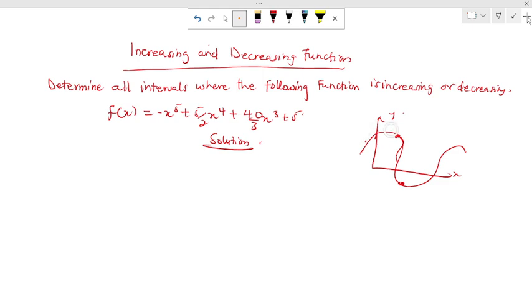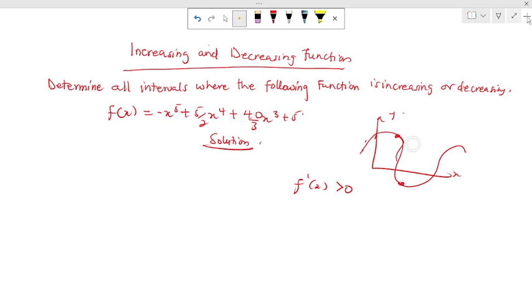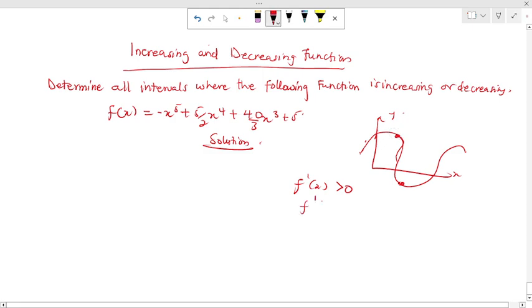The derivative gives us an idea of how the function is changing. If your derivative f prime of x is greater than 0, meaning your change is positive, then your function is increasing on that interval. That is, if the change of one variable with respect to another is positive, you are going higher. But if f prime of x is less than 0, then our function is decreasing on that particular interval.